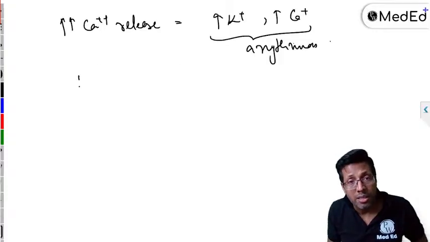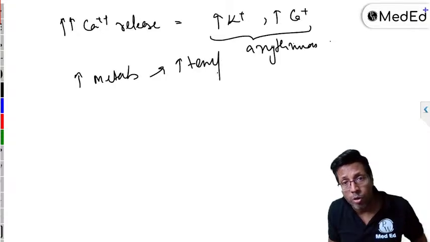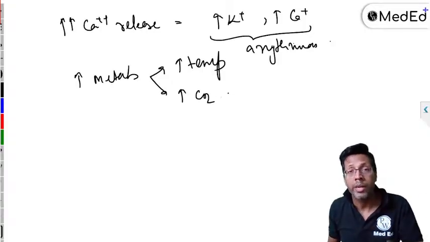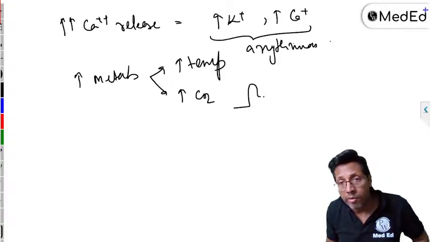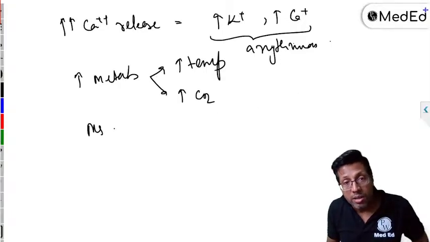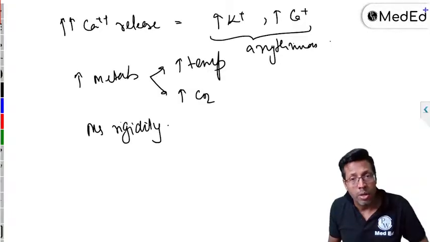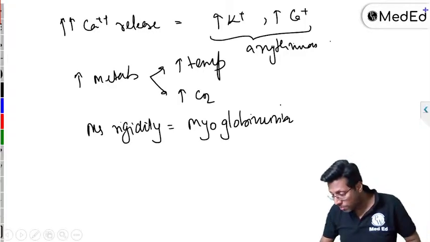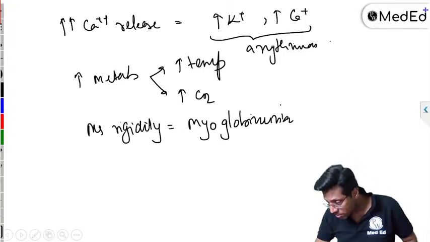right? The increase in calcium also increases the metabolism of the patient, which leads to increased temperature production, and it increases carbon dioxide production, because of which the patient has fever, and CO2 can be detected by capnography. You get a graph which keeps on increasing. And then there is muscle rigidity, because it is a disorder of the sarcoplasmic reticulum, and it can cause damage to the muscles leading to myoglobinuria. Clear?